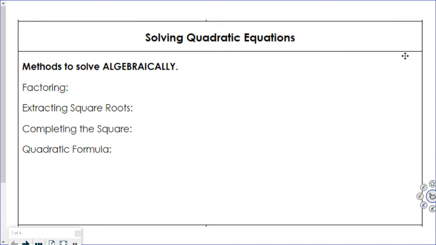Okay, guys, so we are starting in on a little miniature unit, if you want to think of it that way, for solving quadratic equations. And again, this is something that you guys have seen before. We're going to start in today just looking at the factoring piece.